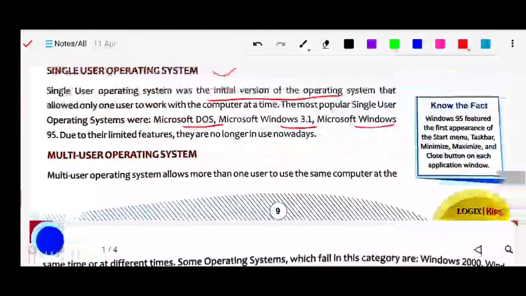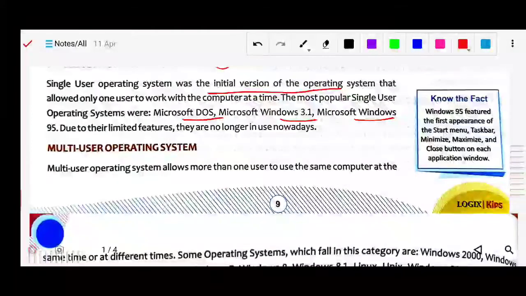Here you can see Windows 95 featured the first appearance of the taskbar. Like we have used the start menu, minimize, taskbar, this was first introduced in Windows 95. These features appeared: start menu, taskbar, minimize, maximize, close button. These all functions were available in Windows 95.